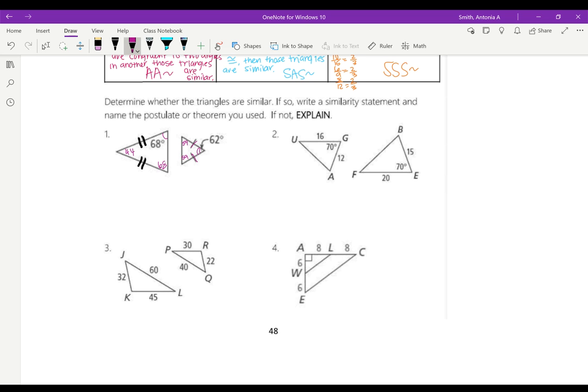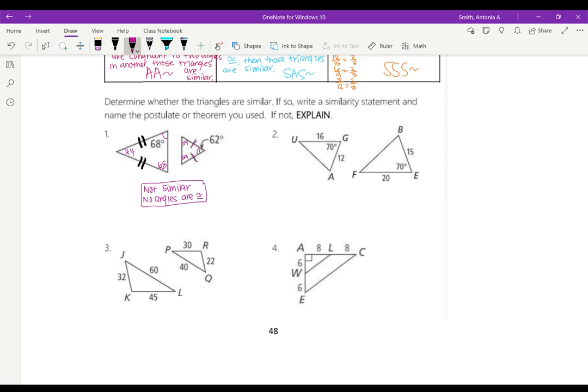None of our angles match up and none of our sides are proportional because we don't know the ratios. So we know for sure that these are not similar because no angles are congruent and we need all of them to be congruent.